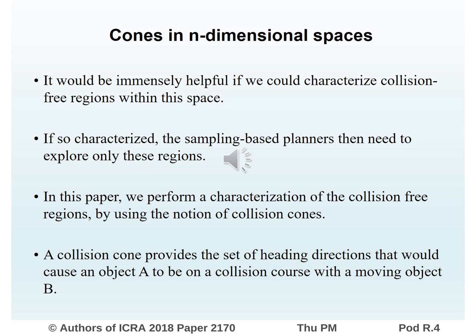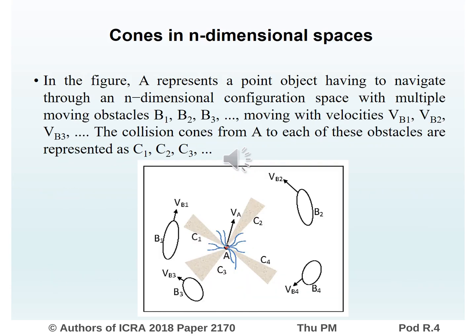It would be immensely helpful if we could characterize collision-free regions within the space, and if so characterized, the sampling-based planners then need to explore only those regions. In this paper, we are performing the characterization of the collision-free regions by using the notion of collision cones. And a collision cone is essentially the set of heading directions that would cause an object A to be on a collision course with a moving object B.